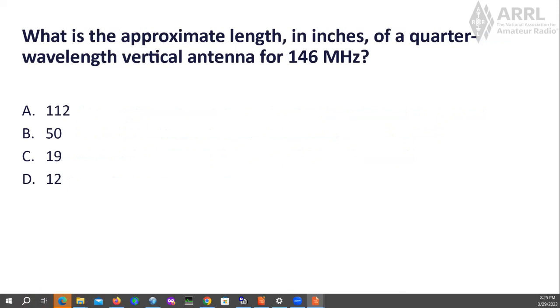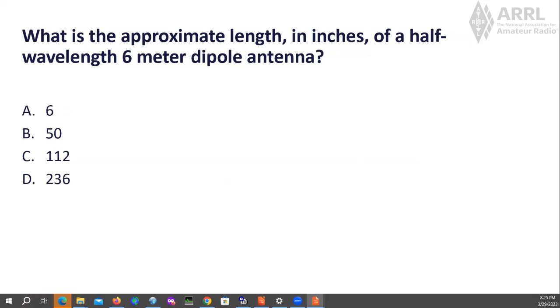What is the approximate length in inches of a quarter wavelength vertical antenna for 146 megahertz? The answer is C, 19. What is the approximate length in inches of a half wavelength 6-meter dipole antenna? Answer again is C, 112 inches.